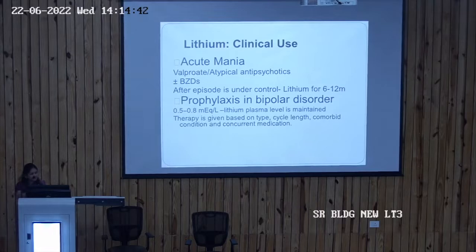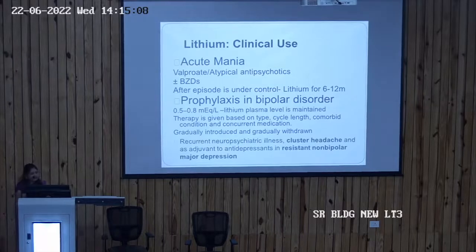And you have to give this therapy based on what type of bipolar disorder it is, the cycle length, the comorbid conditions associated, and what concurrent medications the patient is taking. Because a slight variation in the plasma concentration can lead to lithium toxicity. It is gradually introduced and gradually withdrawn. Another use is recurrent neuropsychiatric illness, cluster headache, and as an adjuvant to antidepressants in resistant non-bipolar major depression.